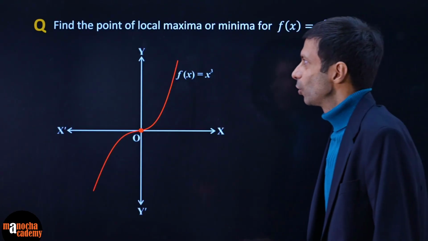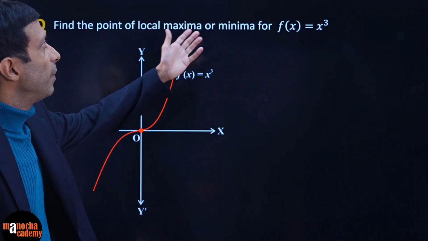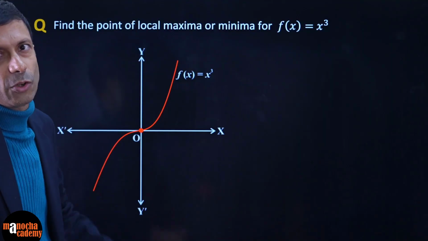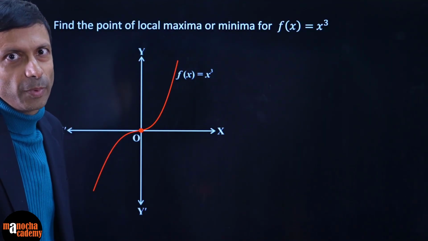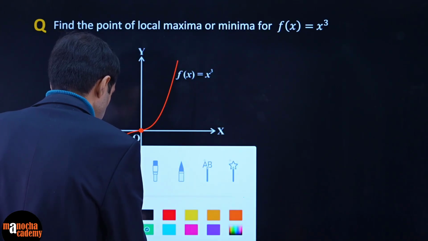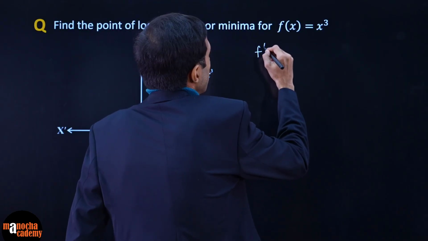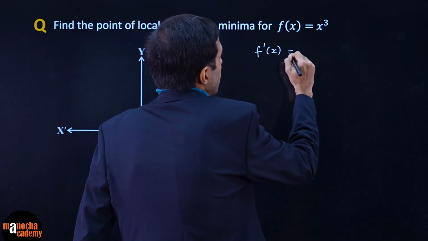Is the concept clear? Okay. Now suppose they have given you this kind of question: find the point of local maxima or minima for f(x) equal to x cube. Can you do this for me? Again, same thing. The first step you have to do is find f dash x. Always that is the first step here.